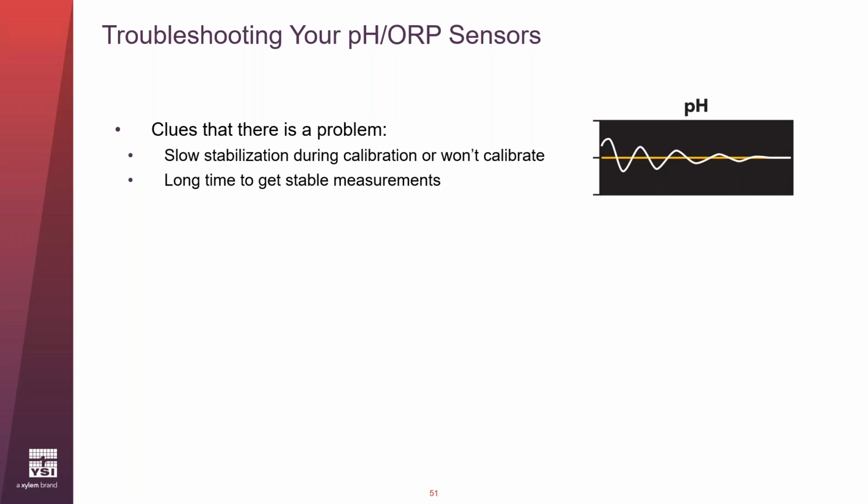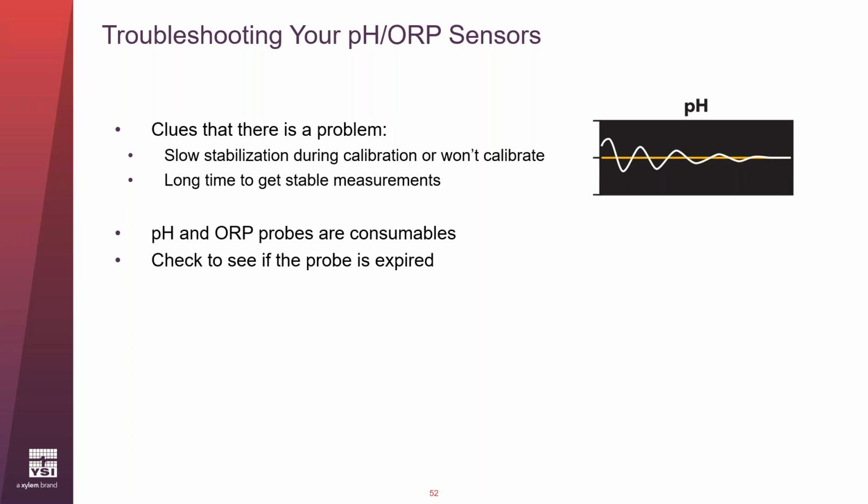All right, besides slow stabilization during calibration, another issue that can occur is that it takes a long time to get stable measurements. If it takes a long time to get stable measurements, it's important to remember that pH and ORP probes are consumables. You should check to see if your probe has expired.